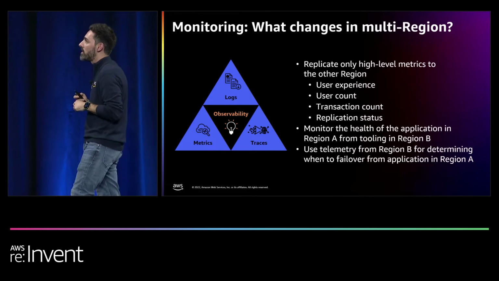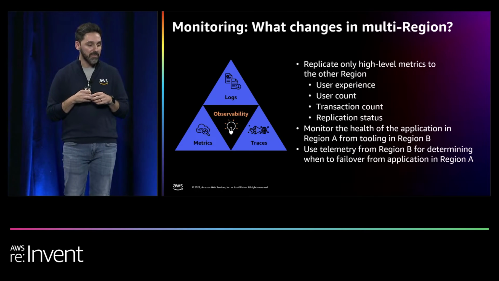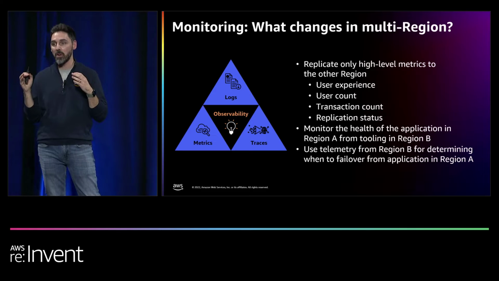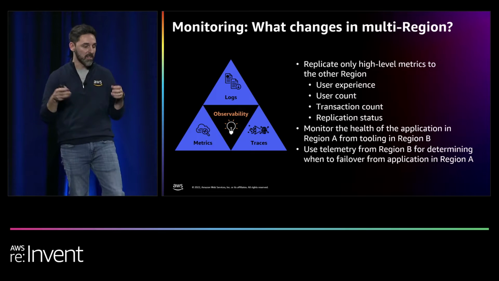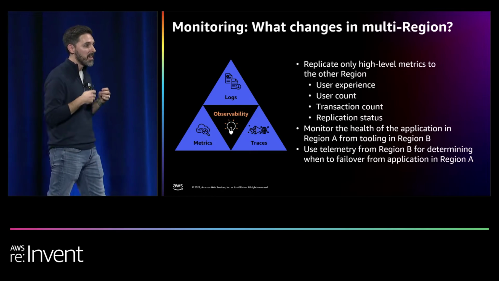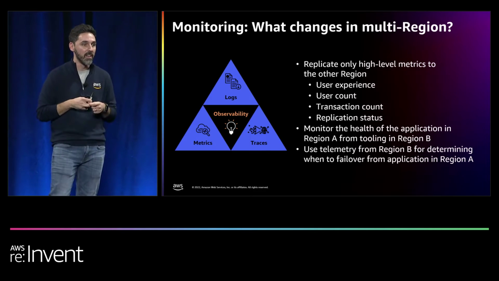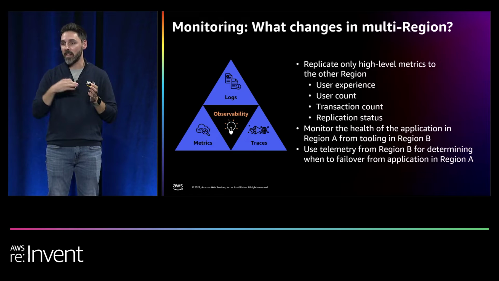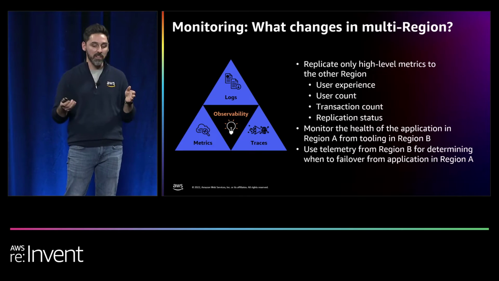And the next one is monitoring and observability. The main thing here is we want to think about what metrics to replicate, and typically these are higher-order metrics such as user experience metrics, user count, and transaction metrics. And then also a new metric that you really didn't care about in a single region: replication lag, right? We want to make sure that we understand how far behind data synchronization is between our primary and standby.